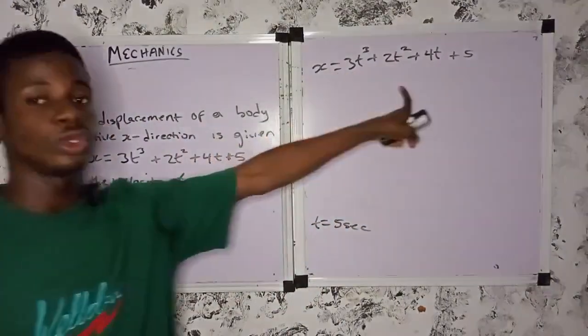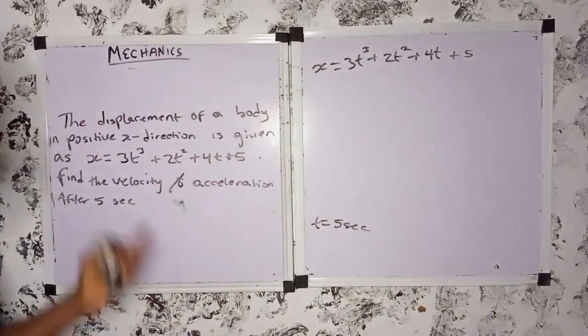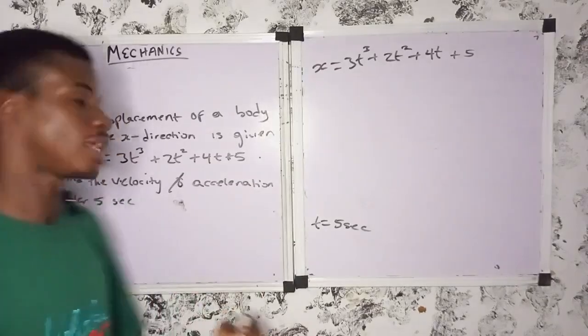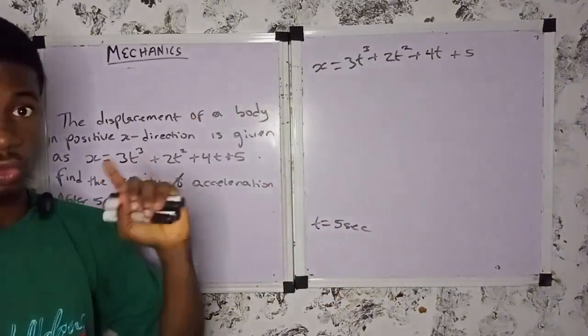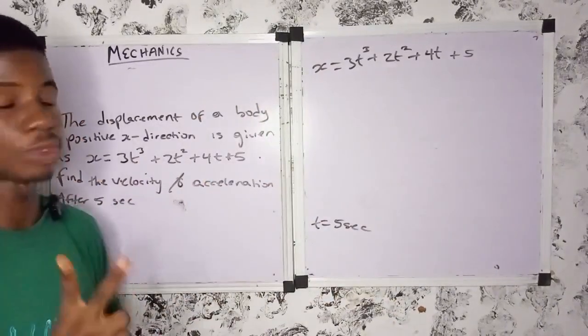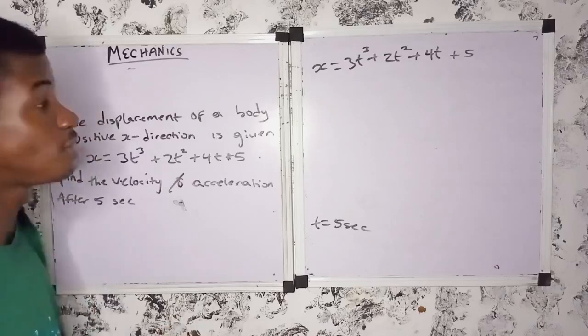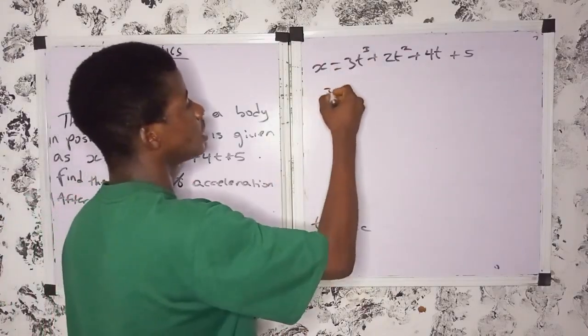So what are we going to do? Since they told us to look for the velocity and the acceleration: to look for the velocity, we differentiate one time. To look for the acceleration, differentiate two times. So let's differentiate. I've told you guys how to differentiate. Now it will be 3 times 3 times t to the power 3 minus 1.